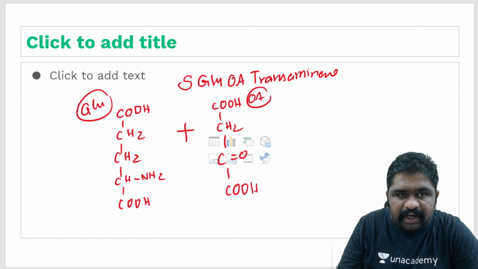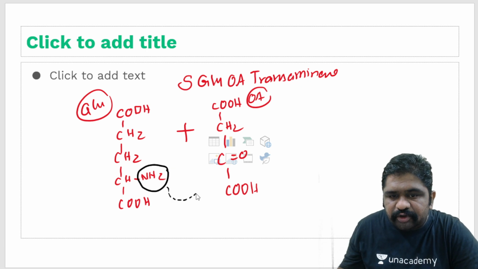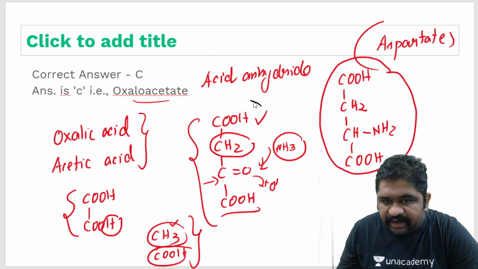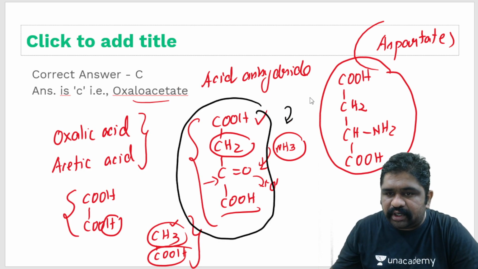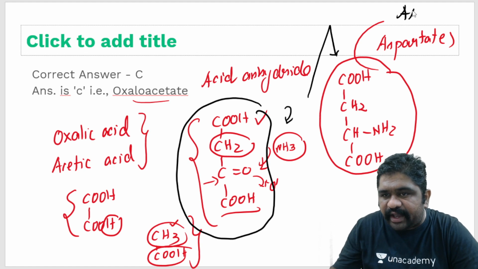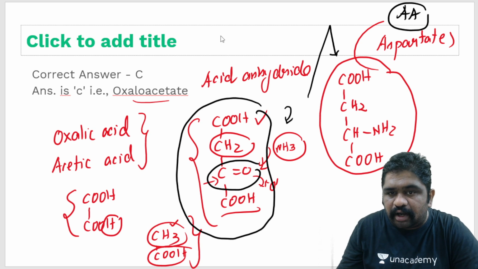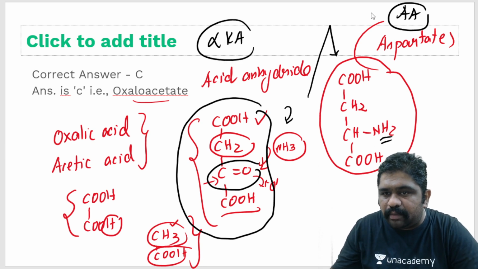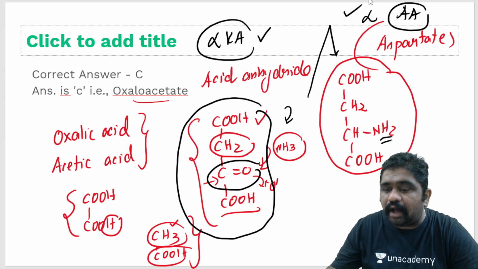Now mark this part. This amino group will be transferred to the oxaloacetate. I told you, if this is oxaloacetate and I bring an amino group to it, it turns into an amino acid called aspartate. Because there was a keto group in the alpha carbon, this is an alpha keto acid. Because there is an amino group in the alpha carbon, this is an alpha amino acid. This is alpha keto acid, this is alpha amino acid.